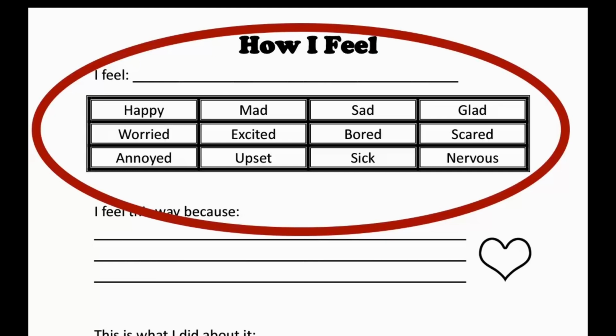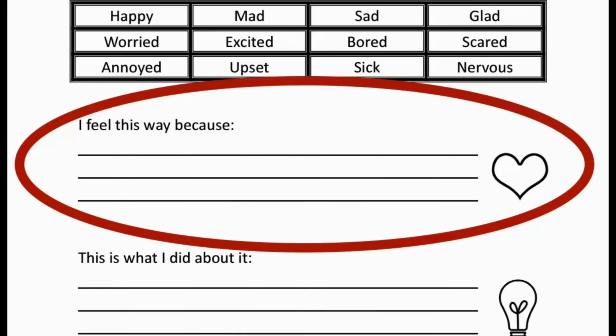So last week we covered the first part of this worksheet, which is the how I feel. I feel what? And that's the naming and acknowledging our emotions. For this week, we're going to focus on the second part of this worksheet. And this is really the second step. It's the I feel this way because part.